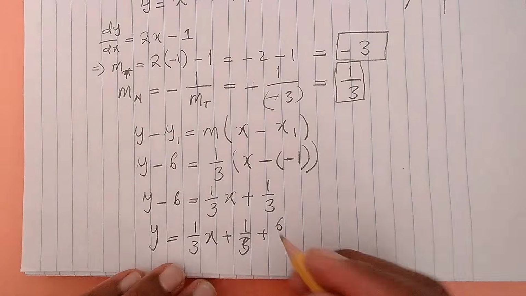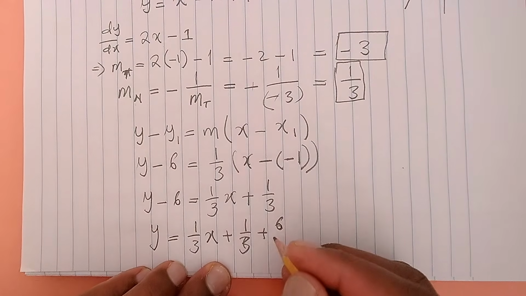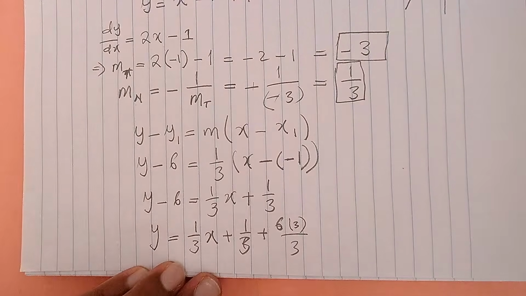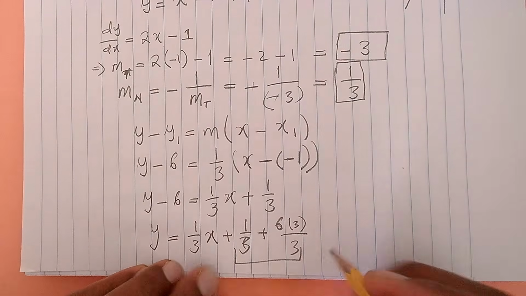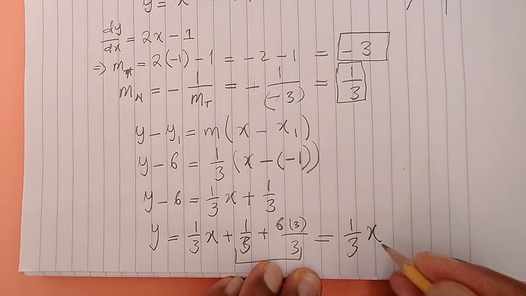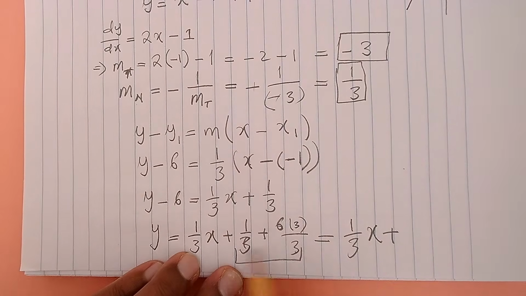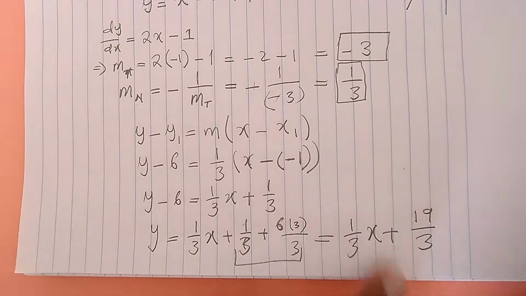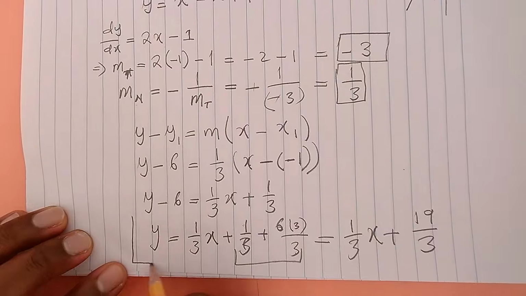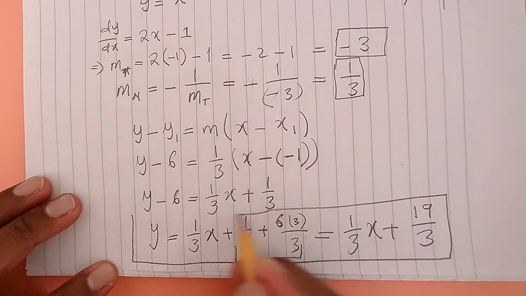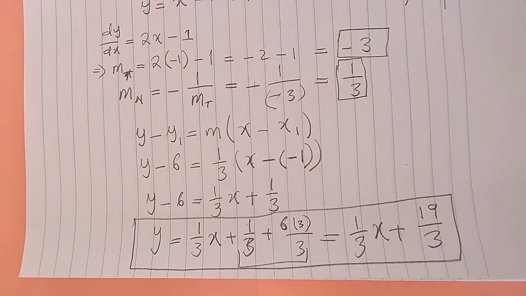So let me make 6 with a denominator of 3, so I can add 3 over 3. This is the same as 1 over 3 x plus, the denominators being the same, we add the numerators. So 6 multiplied by 3 is 18, plus 1 is 19. So this is 19 over 3. Okay? So the equation is y is equal to 1 over 3 x plus 19 over 3.